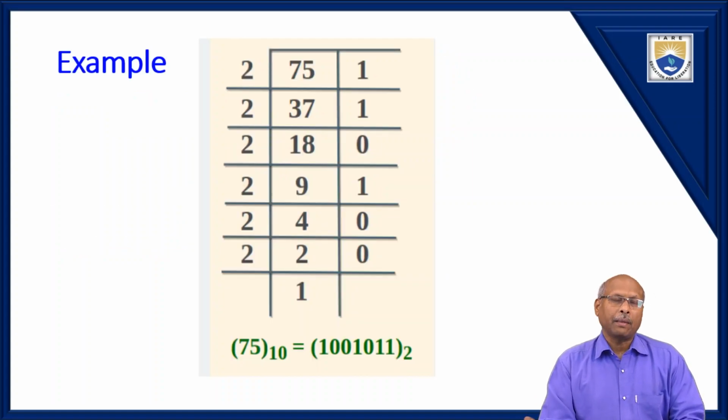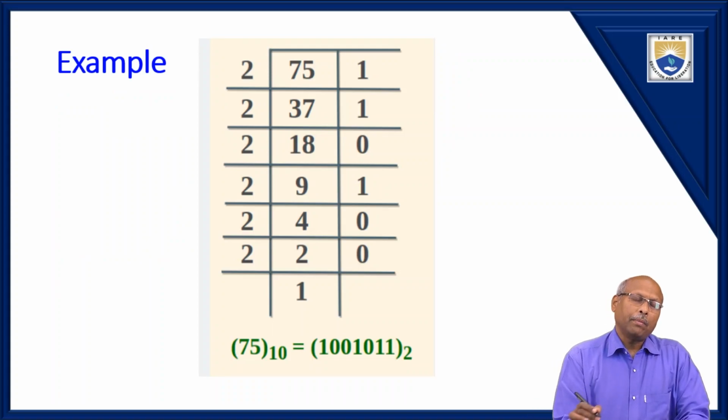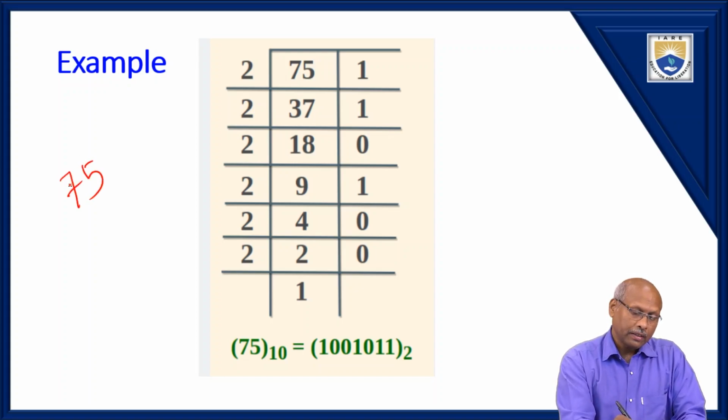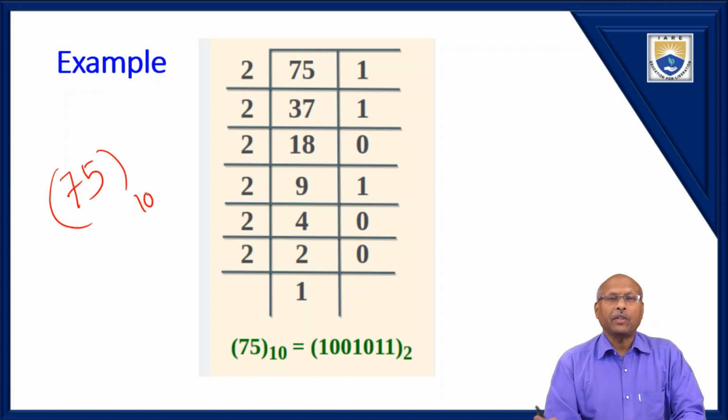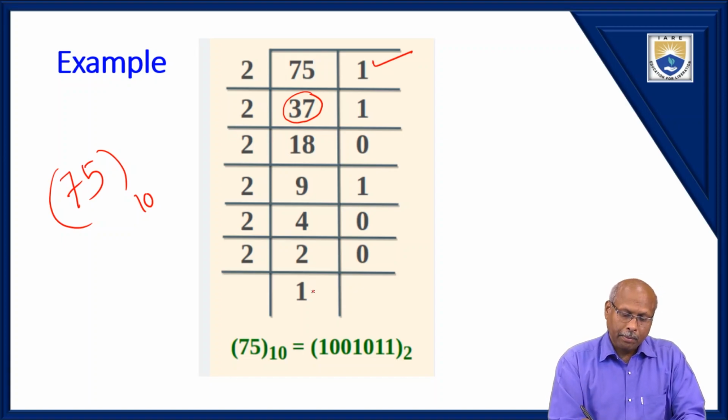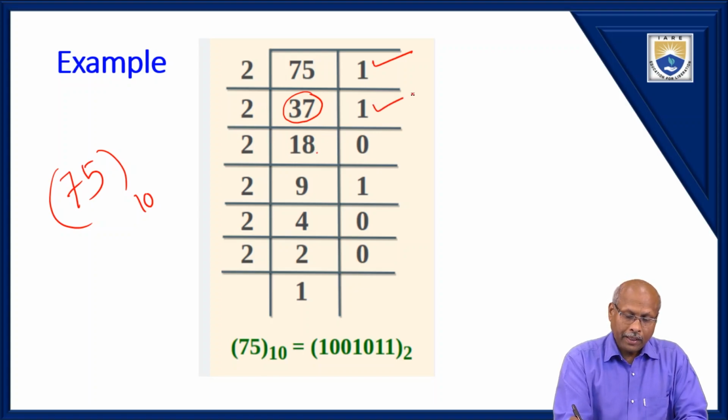Now let us see a small example. For example, I have the number 75, which is given in decimal format. Now I want to convert it into binary. So what you will do? Divide the number by 2. If you divide 75 by 2, you will get 37, and the remainder is 1. Again divide, because you have to keep on dividing until the number becomes either 1 or 0. Again divide by 2, then you will get 18 whose remainder is 1. Again divide that 18 by 2, you get 9 and the remainder is 0.